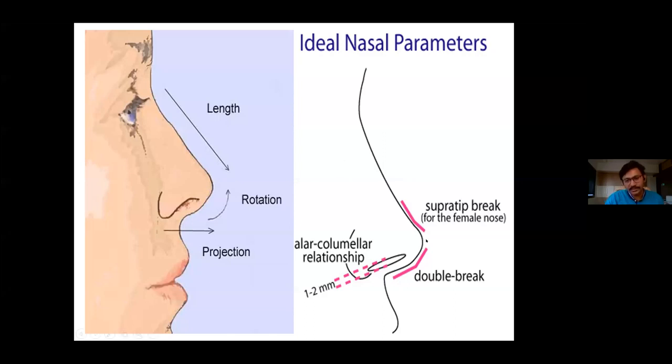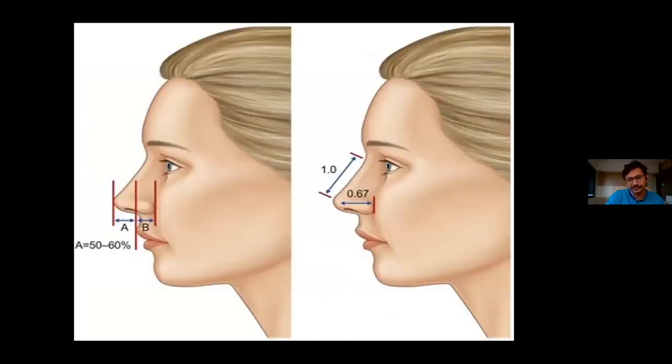And in females, the tip is generally set off from the dorsum just a little above it, and this subtle break is called the supratip break point, generally significant for females, and it's a beauty spot. So we must all know about this. So here, this represents the nasal length and this represents the projection. The projection is generally over half of the nasal length.